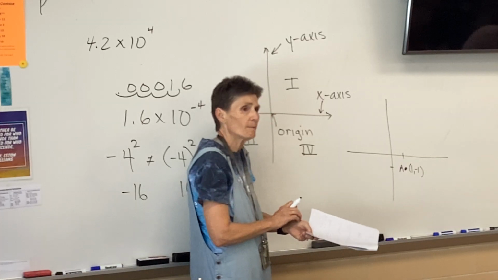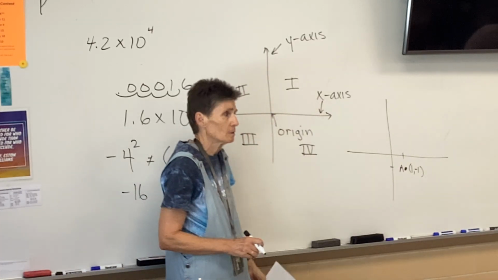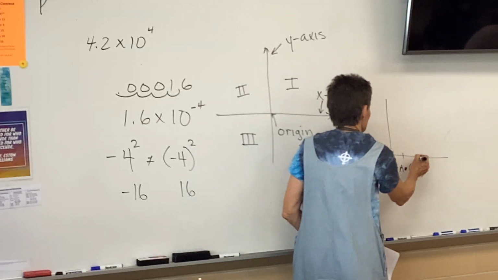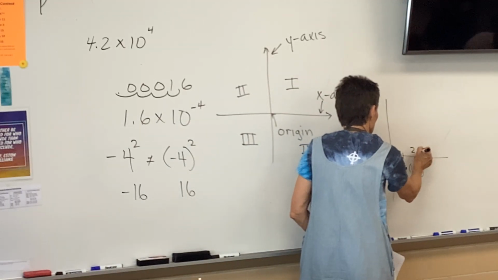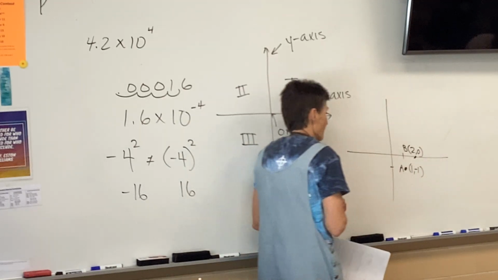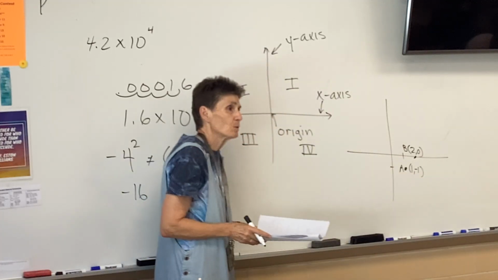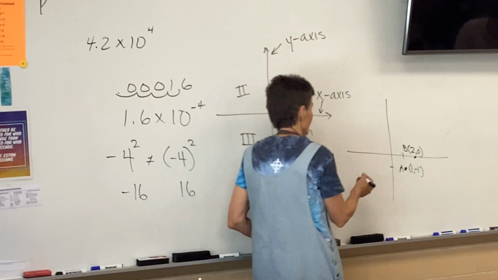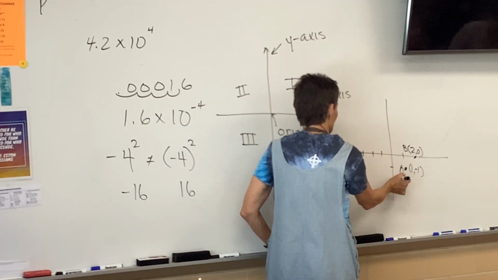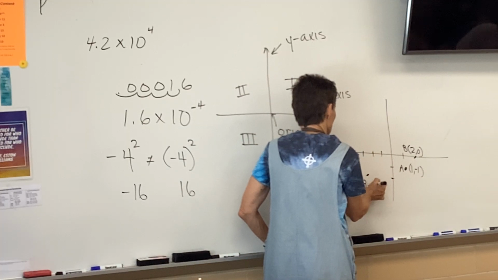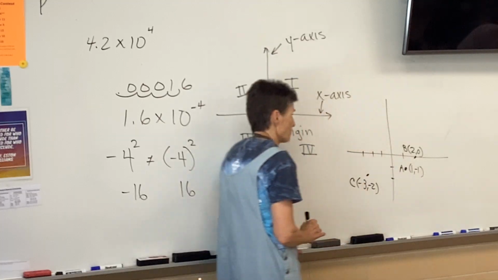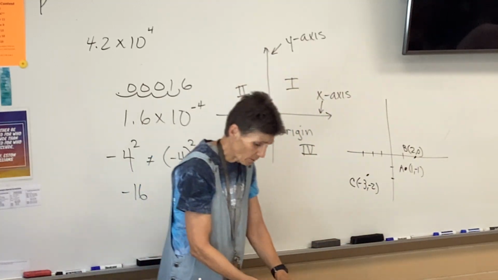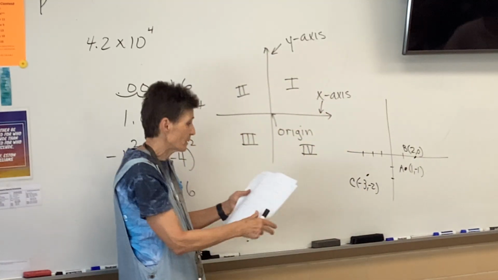How about 2 comma 0? Where is 2 comma 0? On the positive x-axis. So 2 comma 0 is right here, you see. And where is C? Negative 3, negative 2. In the third quadrant. Negative 3, negative 2. So when it says plot and label, that's what it should look like.